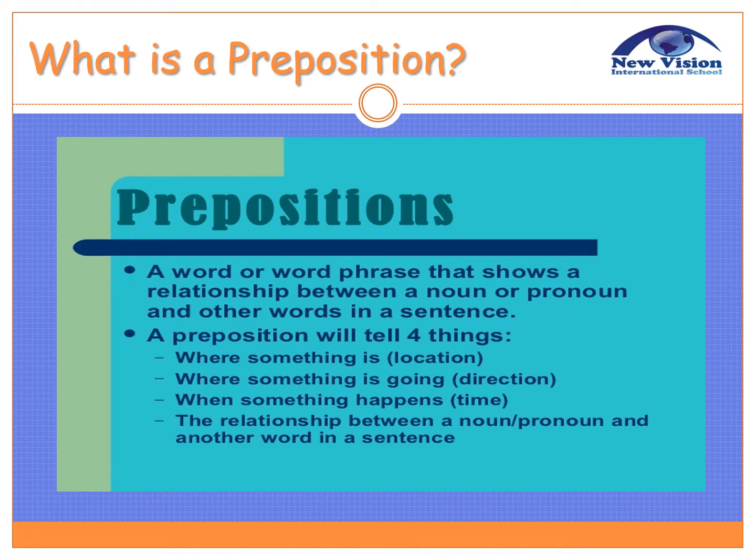I am back. I hope that you understood what you watched. Let's now define what a preposition is. A preposition is a word or word phrase that shows a relationship between a noun or a pronoun and other words in a sentence. A preposition will tell four things. 1, where something is, that's location. 2, where something is going, that means the direction. 3, when something happens, you're referring to the time. And lastly, it refers to the relationship between a noun or a pronoun and another word in a sentence. That is a preposition.